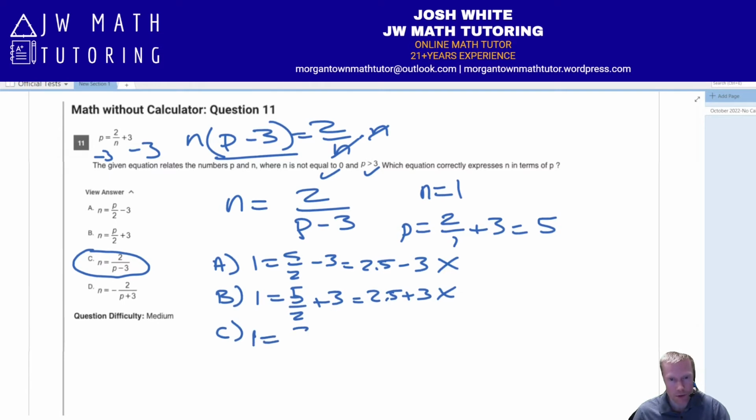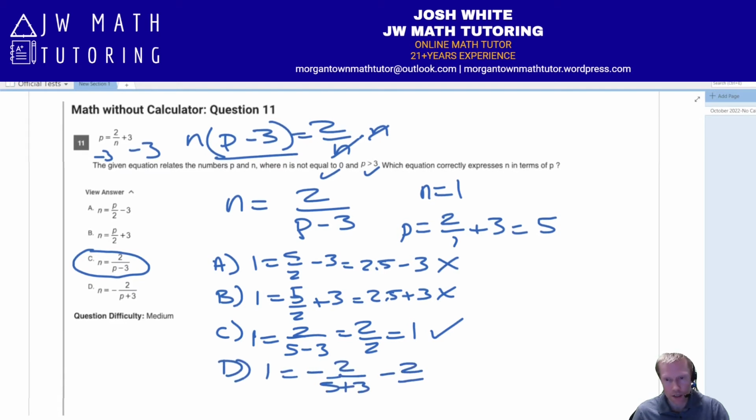C is going to be 1 equals 2 over 5 minus 3. 2 over 2, that is 1. That's correct. D is going to be 1 equals negative 2 over 5 plus 3. Is 1 equal to negative 2/8 or negative 1/4? No, it's wrong. So that's an alternate method you could use.